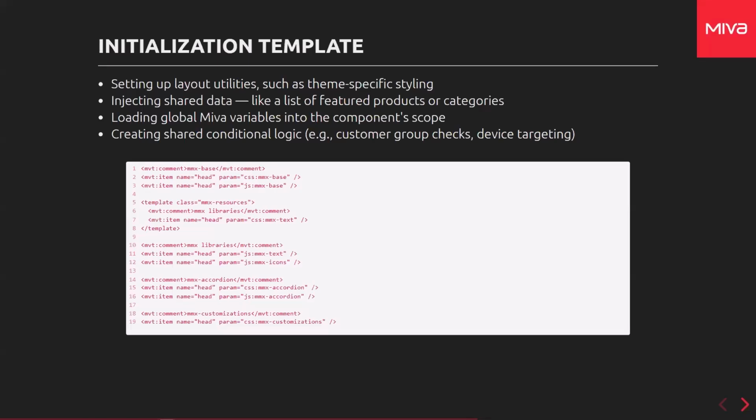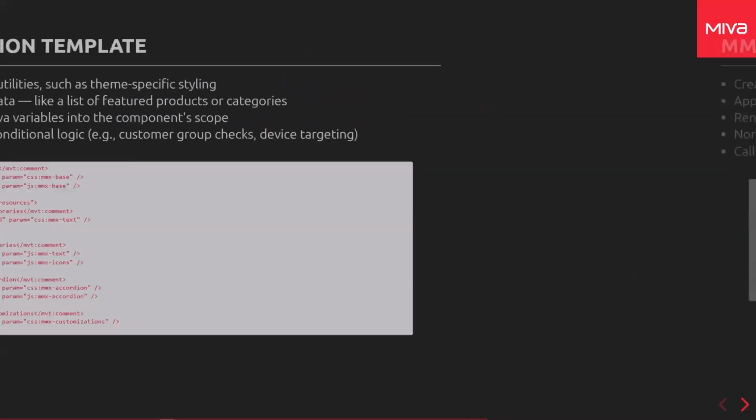So those are the main components of a Flex component. You define your settings in flex.json. You build your layout in the instance template. You style it with scoped CSS and add interactivity with JavaScript. And then you include shared data, styling, and JavaScript via the initialization template. Let's take it a bit further now and talk about how you can integrate with the MMX framework.